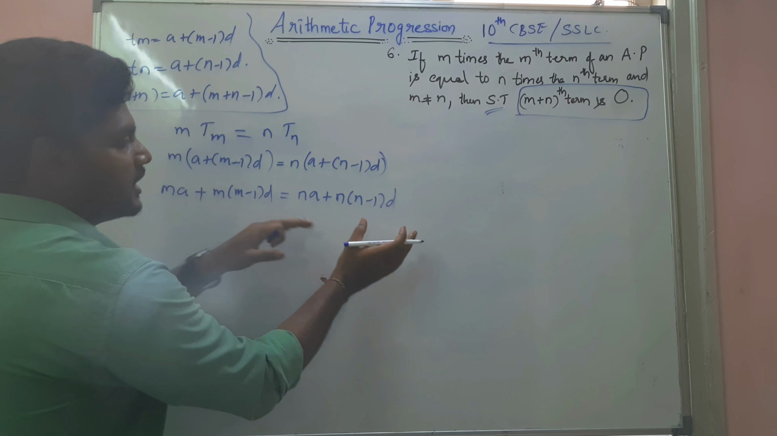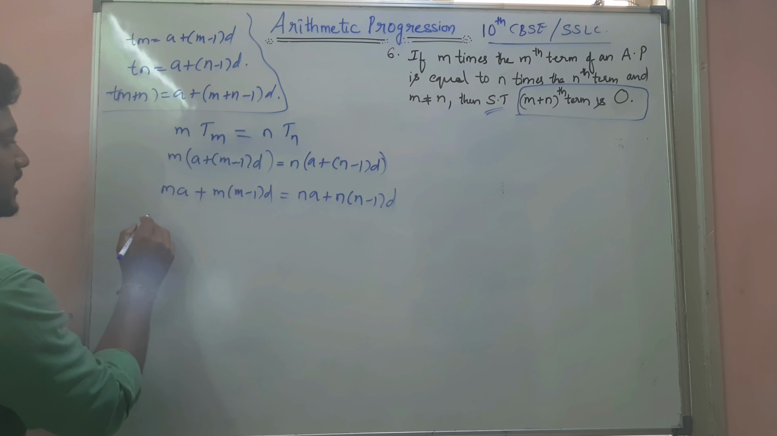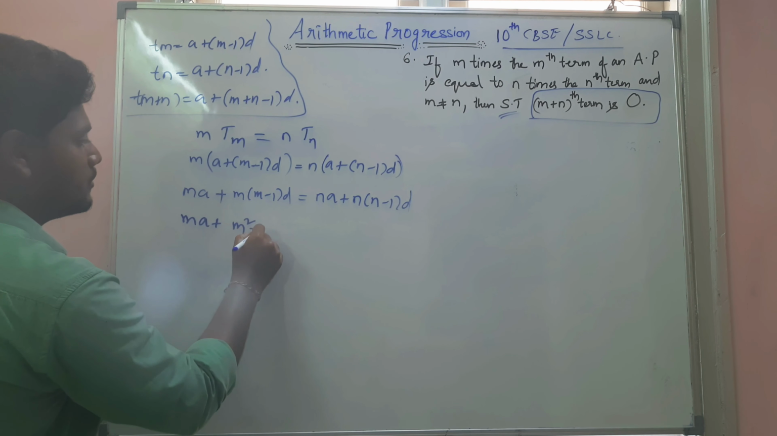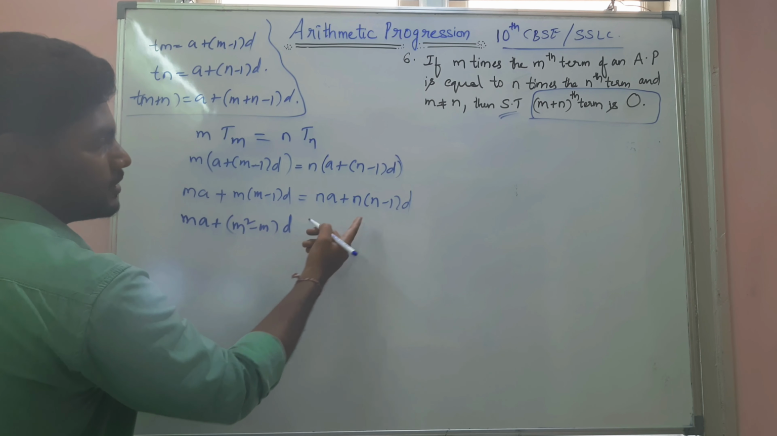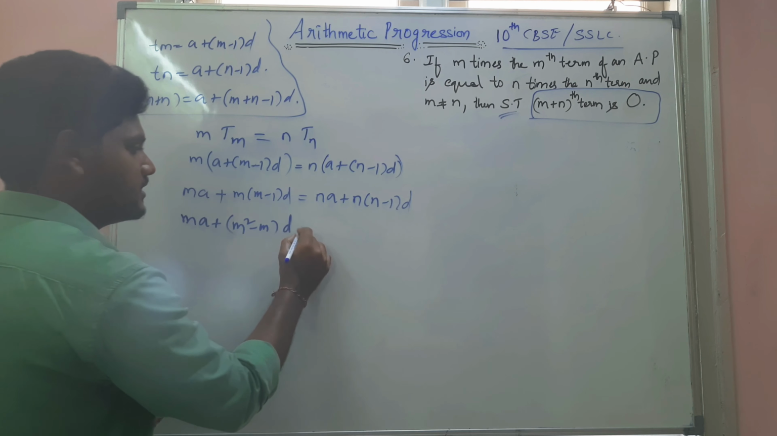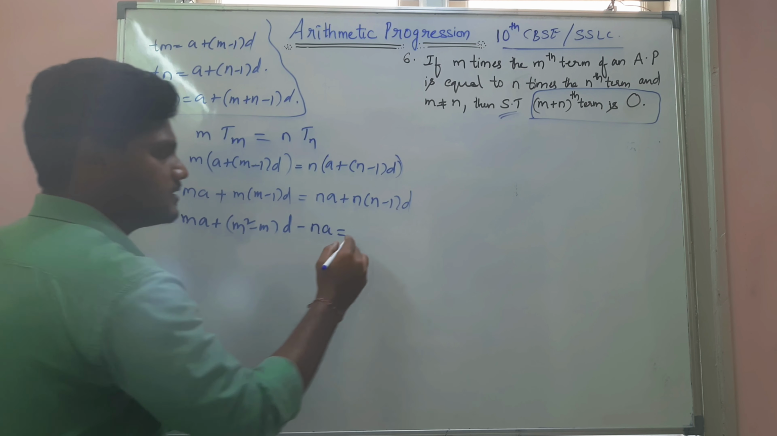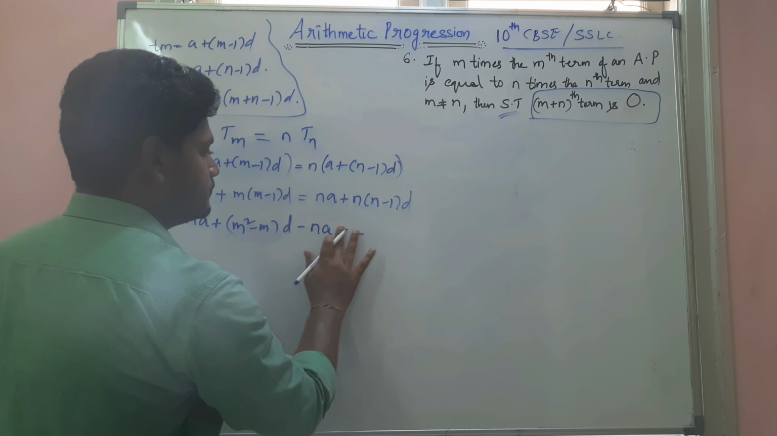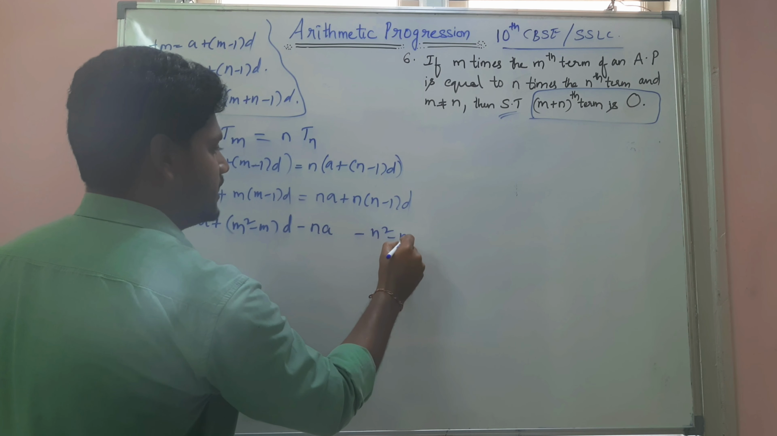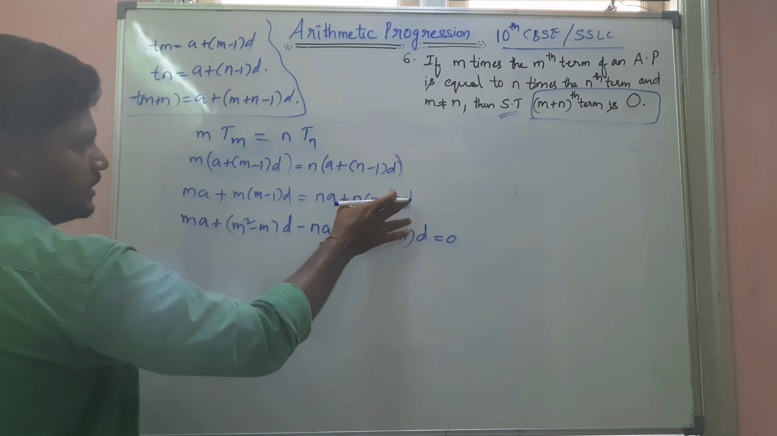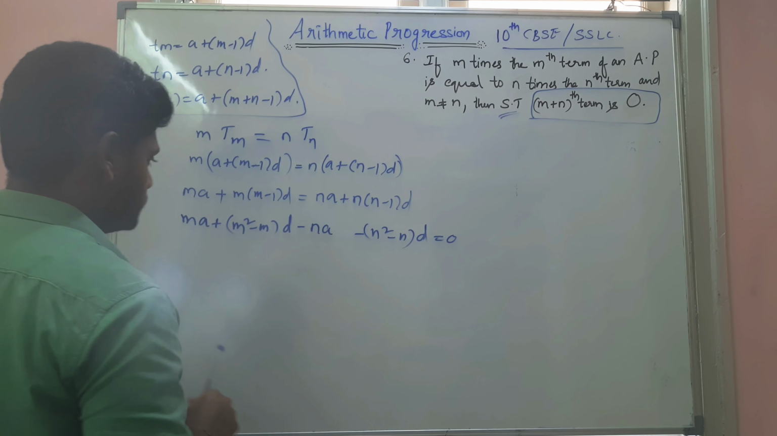Now all the terms I will bring to the left hand side. It will become ma plus, first you simplify, this is m square minus m into d. Bring this to the left hand side, this is minus na, and plus will become minus, so minus n square minus n into d, which is equal to 0, right? If you bring all these terms to the left hand side, it will become 0.